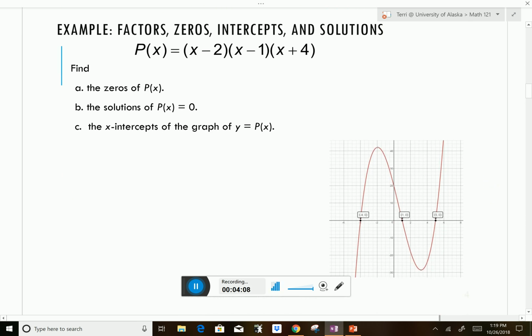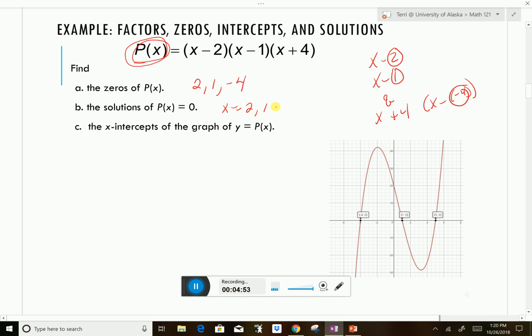So let's talk about how we can find zeros of higher order polynomials. In this case, we're given that a polynomial, after it's factored, is x minus 2 times x minus 1 times x plus 4. So if we find the zeros of p of x, since x minus 2, x minus 1, and x plus 4, or I can write it as x minus negative 4, are all factors of p of x, that means my zeros are 2, 1, and negative 4. That's it. The solutions to p of x equals 0, x equals 2, 1, or negative 4.